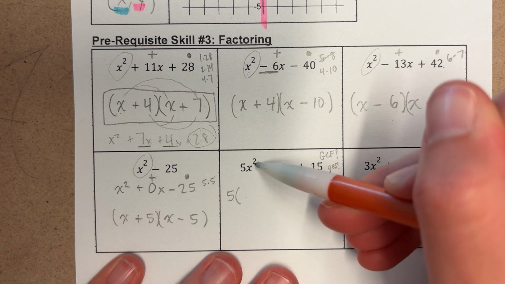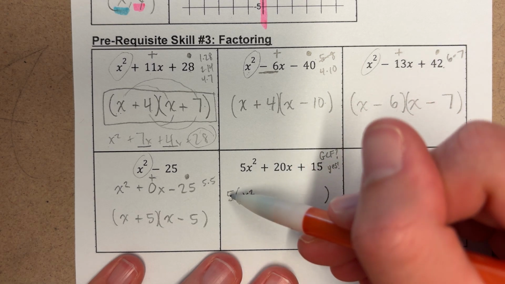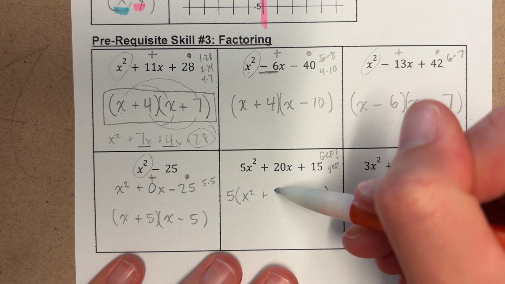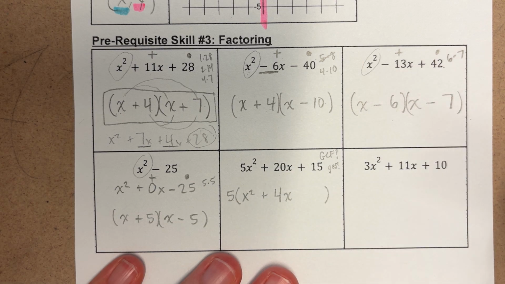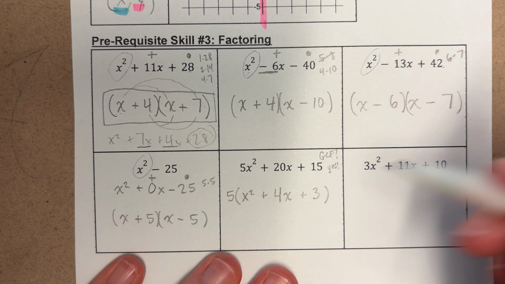5 times what is 5x squared? 5 times x squared is 5x squared. 5 times what is 20x? 5 times what is 20? 4. And 5 times 4x is 20x. 5 times what is 15? 5 times 3 is 15.